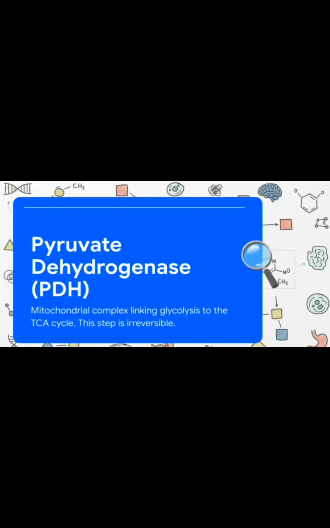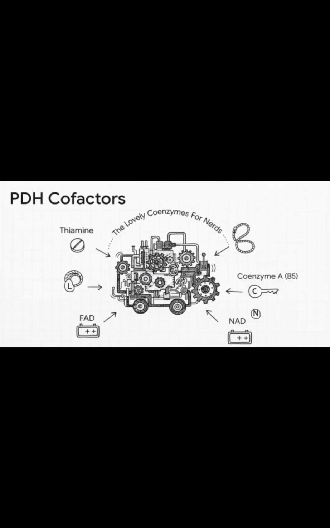All right, so glycolysis in the cytoplasm made us some pyruvate. Now that pyruvate travels into the mitochondria and meets the PDH complex. And listen up, because this part is absolutely critical. This step is a one-way street. It is irreversible. Once pyruvate becomes acetyl-CoA, that's it. There is no going back. You cannot make net glucose from acetyl-CoA. Got it? Good.